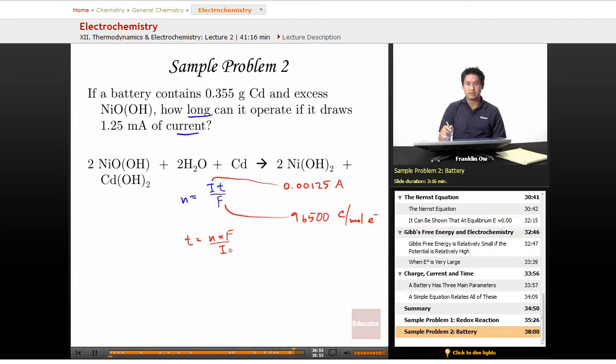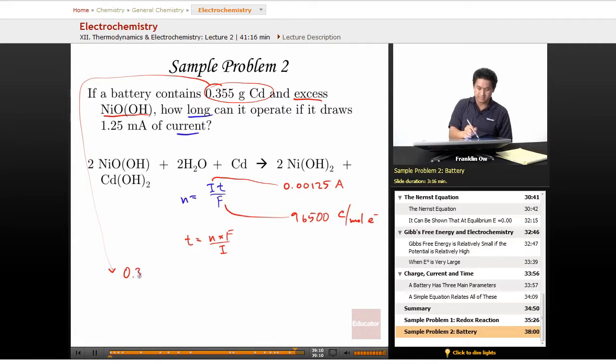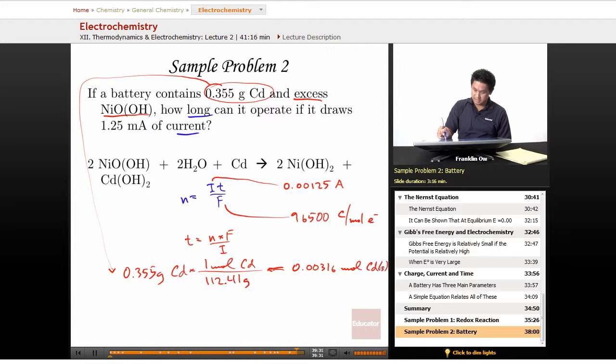Remember that n is the mole of electrons that is determined stoichiometrically. So let's go ahead and get it. You are told that you have an excess amount of the nickel precursor, so the 0.355 grams cadmium is going to be our limiting reactant here. So 0.355 grams of cadmium times 1 mole of cadmium divided by 112.41 grams. Now, that's going to be equal to 0.00316 moles of cadmium, solid.